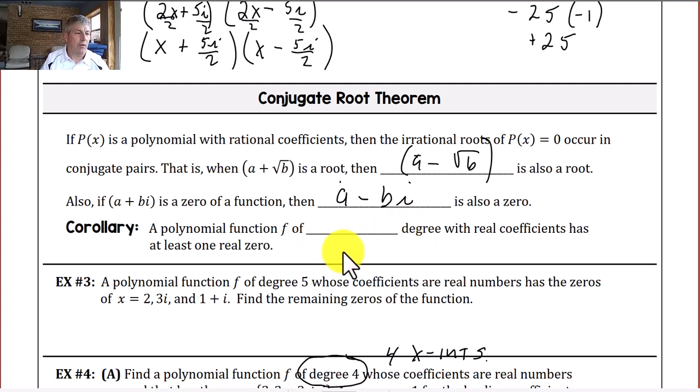So a polynomial function f of odd degree with real coefficients has at least one real 0. Well, that totally makes sense because the zeros with imaginaries come in conjugate pairs. So if you have one imaginary, you have 2. If you have 3, you have 4. So you will always have an even number of imaginary roots.